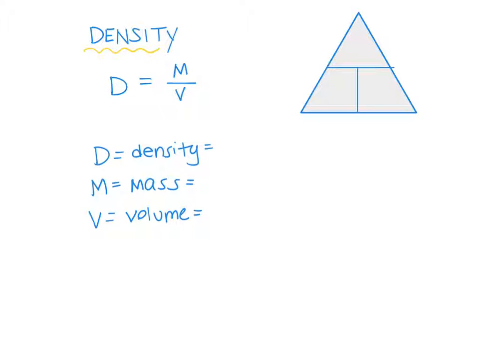We're going to use our lightsaber pointer today. So density is equal to the mass divided by the volume. How much stuff, mass, is in a given area, volume. So again, D stands for density, M stands for mass, V stands for volume.